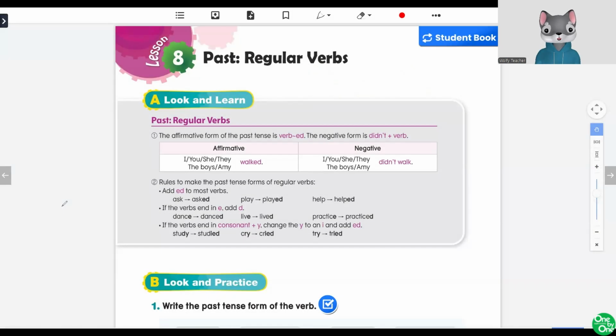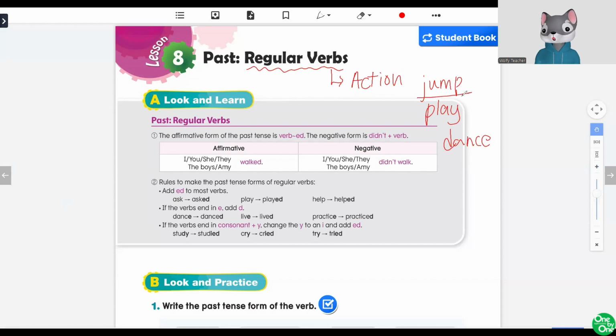Please turn to page 25 on your workbook, and we're going to be learning about past tense, and specifically, we're going to be learning about regular verbs. Now, what is a regular verb? A regular verb is a word that actually shows action. So things like jump, things like play, things like dance. These are all action words. That's what we call regular verbs.